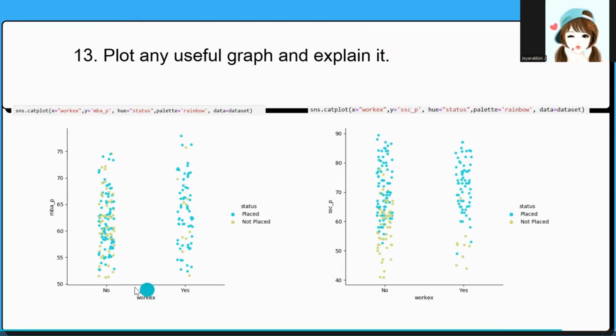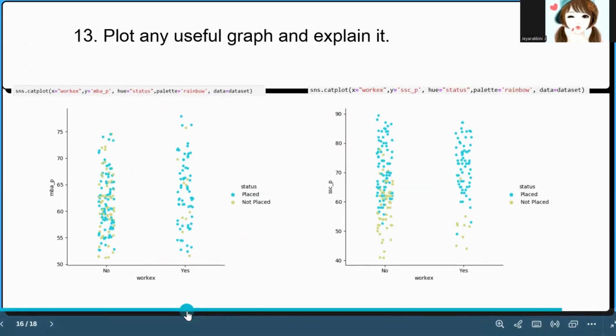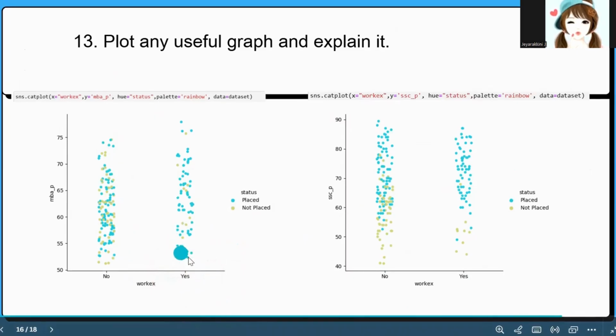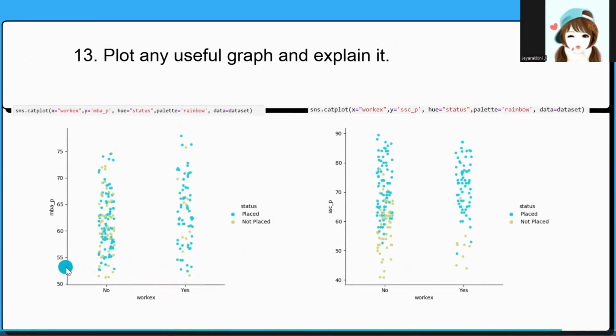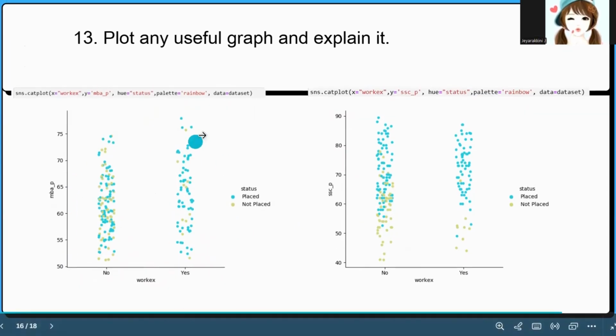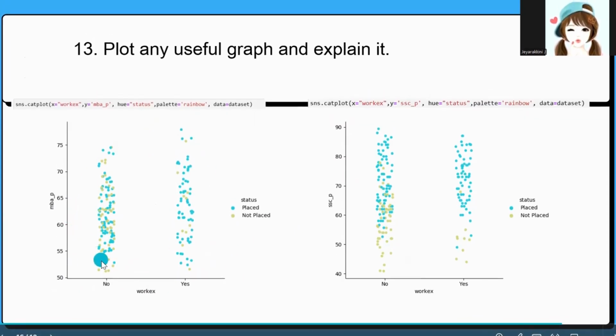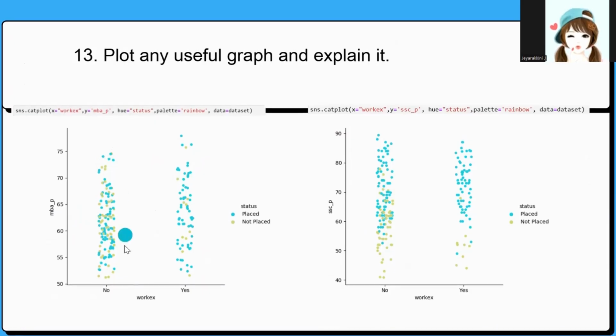So we can see here that yes, those who have work experience, they mostly got placed, regardless of their MBA percentage. And work experience does help them. Even without work experience, students are also getting placed.